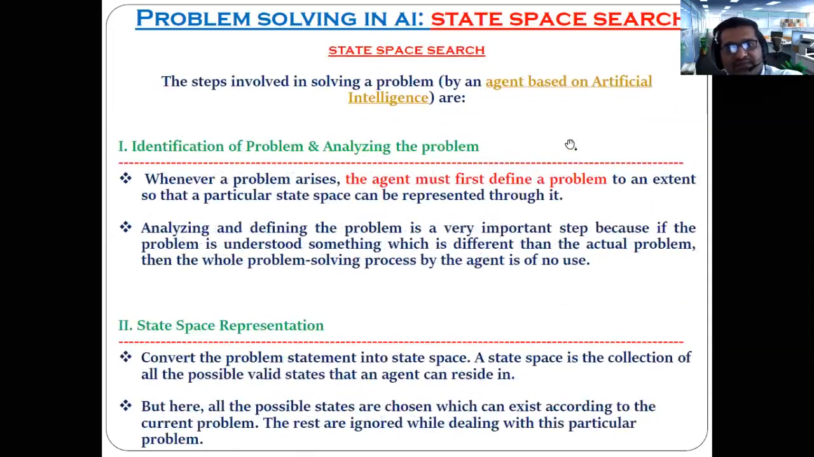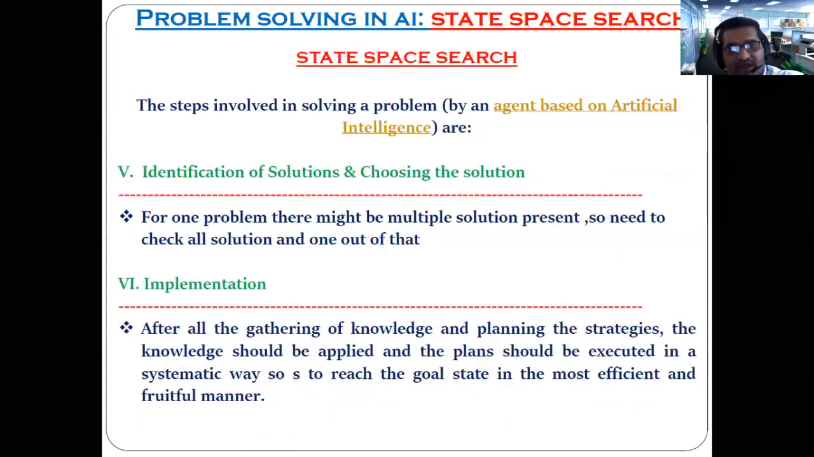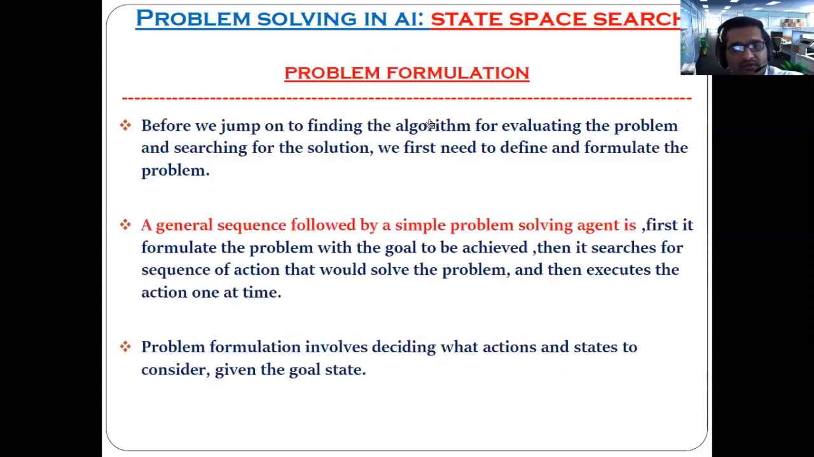So using these different steps that we have seen from the starting: first one was identification and analyzing the problem. Second, representation of that problem using the state space. Third, gathering the knowledge. Fourth, do the planning. Fifth, identification of solution and choosing one solution out of that. And the last one is applying whatever knowledge you have gathered, that is the part of your implementation, so that the AI agent can reach the goal state. All of you got the steps involved in solving the problem? Yes, sir.